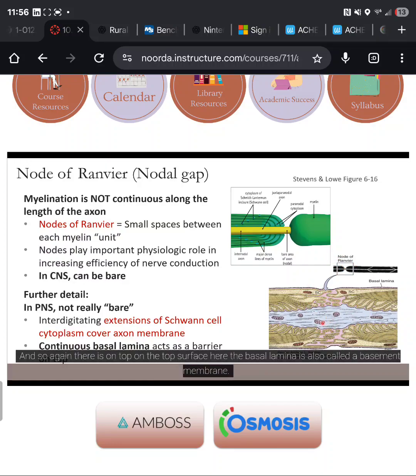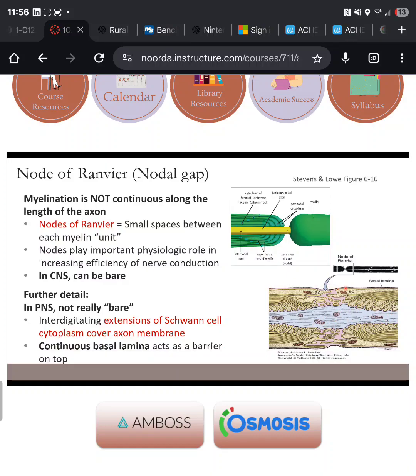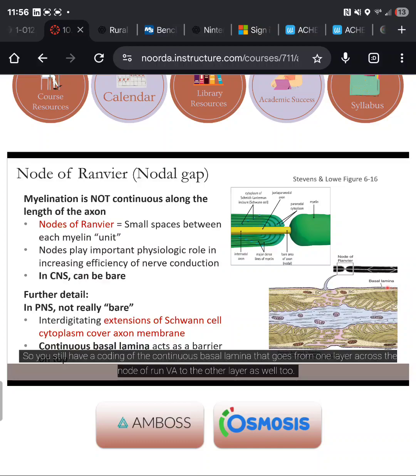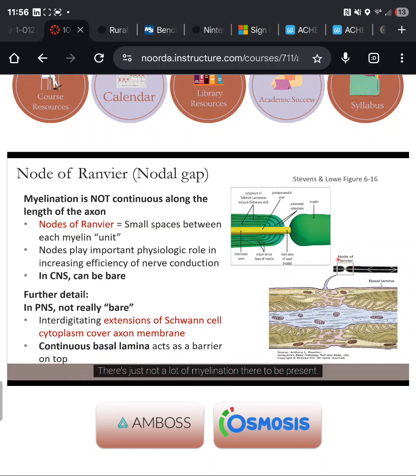And so again, on the top surface here, the basal lamina is also called a basement membrane. So you still have a coating of the continuous basal lamina that goes from one layer across the node of Ranvier to the other layer as well. There is a little dip there, which is a segment of the node of Ranvier. There's just not a lot of myelination present.